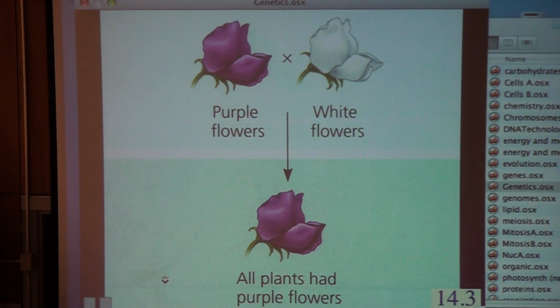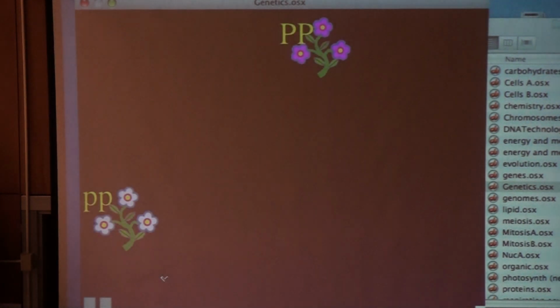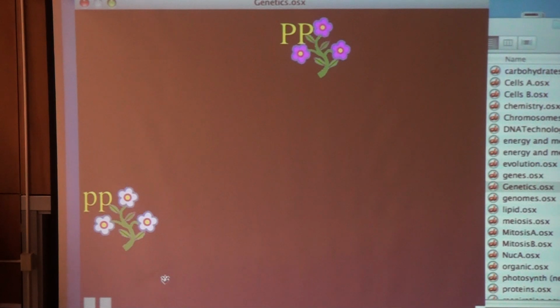Here's one of Mendel's crosses. This purple plant is big P, and this little one's little p. Notice all the offspring are purple colored. And here's how you would analyze this crossing using a Punnett square.